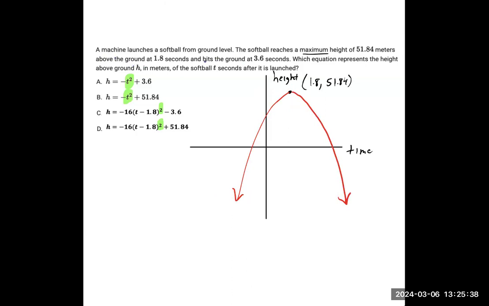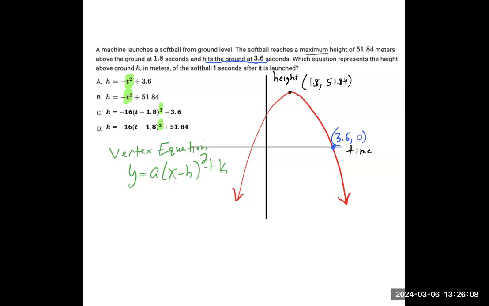So we know that this thing hits the ground at 3.6 seconds. So that means that when X is 3.6, it's hitting the ground, so the height is 0. So with this information, we can use the vertex formula of a parabola, which looks like this. Y equals a(x minus h) squared plus k if h and k are the coordinates of the vertex.